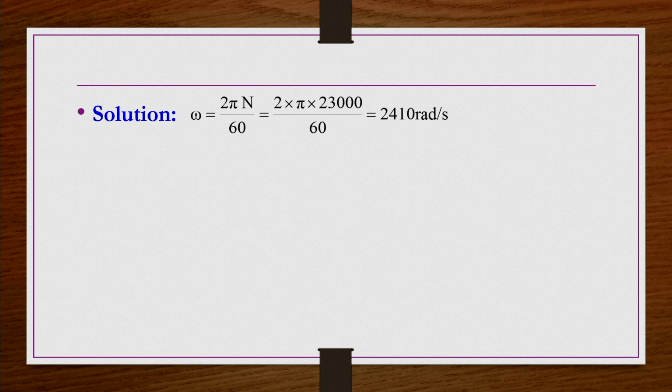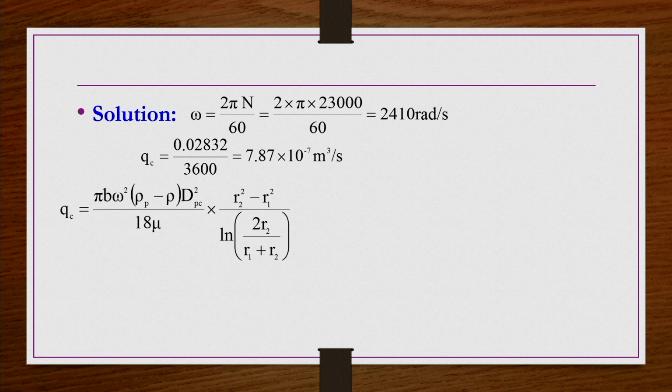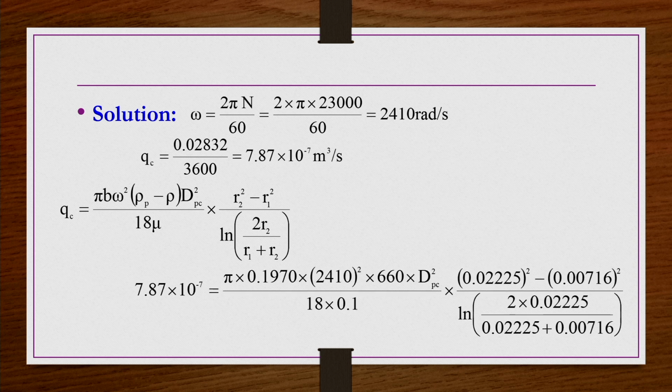So omega, 2 pi N by 60, comes out to be 2410 radians per second. QC is given in meter cube per hour, so we have to convert it into meter cube per second. Then it comes out to be 7.87 times 10 power minus 7 meter cube per second. Then QC is pi b omega square (rho p minus rho) dp square by 18 mu, times (r2 square minus r1 square) divided by ln of (2 r2 by (r1 plus r2)). This equation we have derived. In this equation everything is known except dPc. So substitute all these values and find this dPc. Then you are going to find dPc as 0.75 microns.